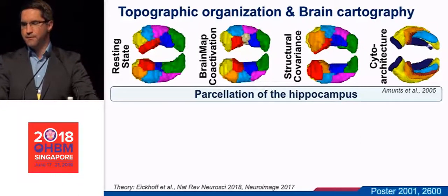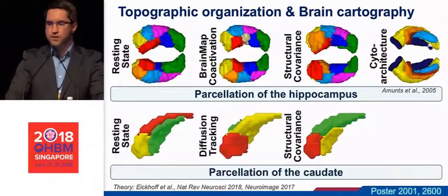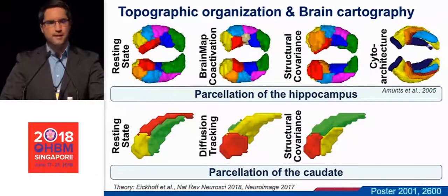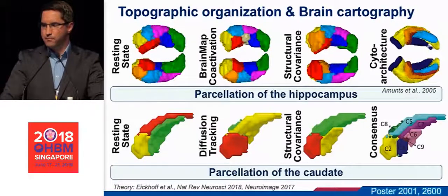But following the same line of ideas, we also had a look at the caudate, and again you can see different parcellations based on resting state, diffusion imaging, and structural covariance. And what we did here is to start exactly the idea that I just mentioned, and now apply a consensus clustering, where we say, well, if we take all the information together, what kind of map will we end up with? And this is what you see over here.